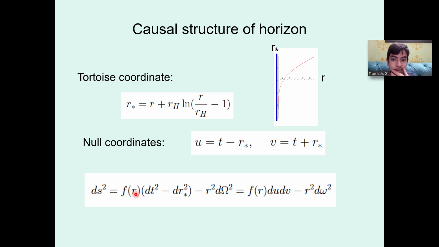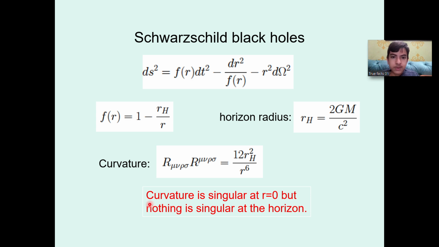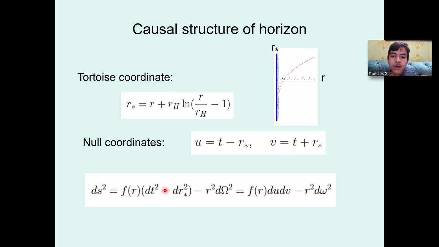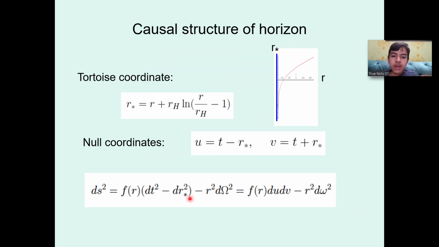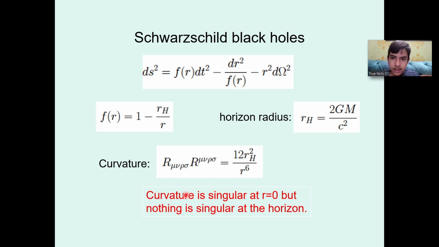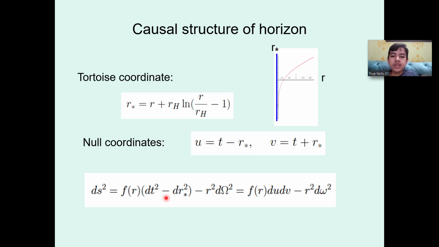Then we have ds squared equals f of r, from the previous equation, dt squared minus dr squared minus r squared d omega squared. That would be equal to f of r du dv minus r squared d omega squared.